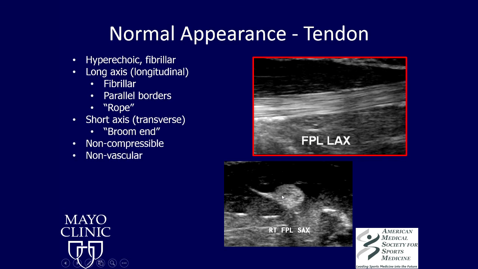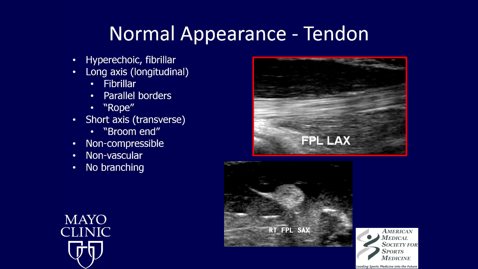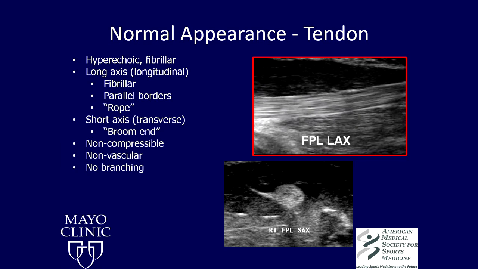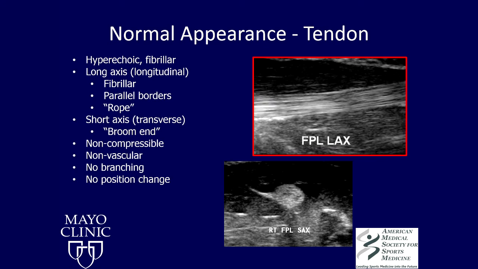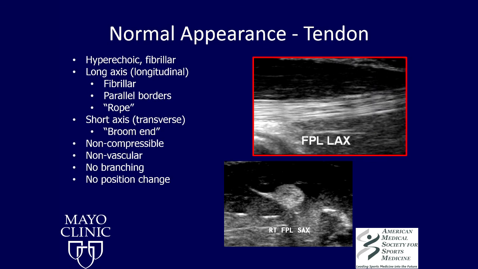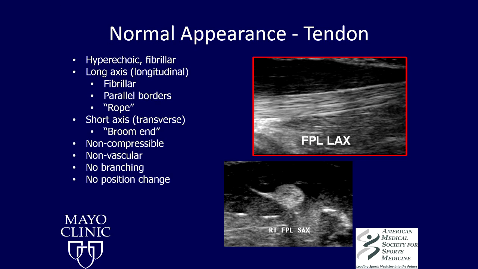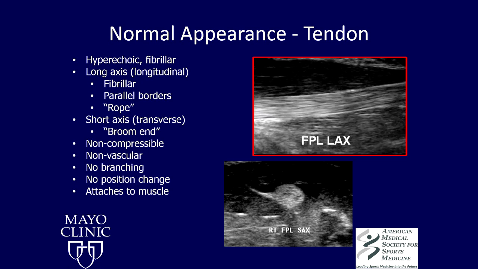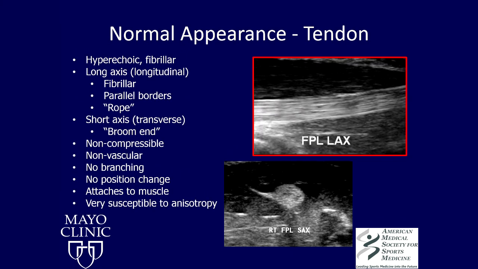Tendons are non-compressible. They should not typically have any vasculature on Doppler imaging, and they don't branch in general. They don't tend to change in terms of their depth. So they're not starting more deep and then becoming more superficial. They stay at the tissue depth that they start at. And they attach muscle to bone. They are very susceptible to anisotropy.